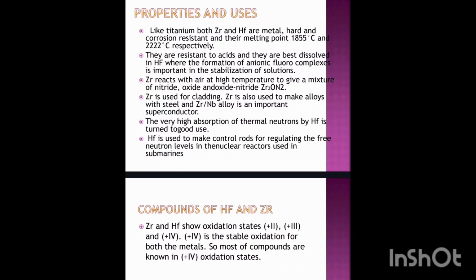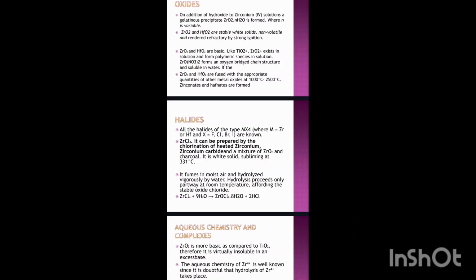Compounds of Hf and Zr. Zr and Hf show oxidation states +2, +3 and +4, and +4 is the stable oxidation state for both metals, so most of the compounds are found in the +4 oxidation state. Oxide. On addition of hydroxide to zirconium solution, a gelatinous precipitate of ZrO2·nH2O is formed, where n is variable. ZrO2 and HfO2 are stable. All the halides of the type MX4, where M equals Zr or Hf and X equals F, Cl, Br, I, are known.